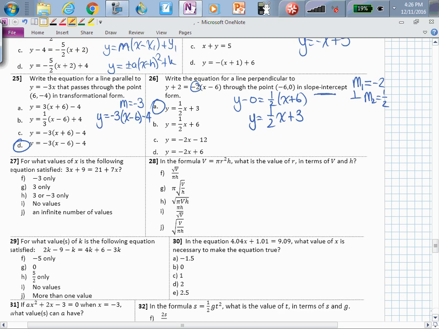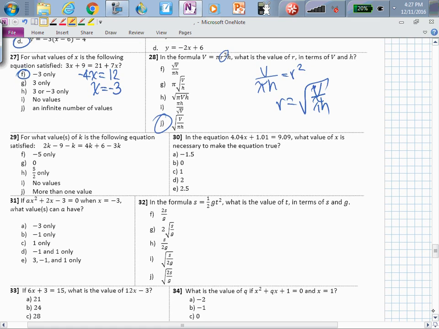27. What values of x is the following equation satisfied? So we have to just basically solve. This becomes -4x equals 12, x equals -3, and that's it. F. This formula, what's the value for r? So something similar, in fact maybe the same equation or problem as before. We have to divide both sides by pi and h, and then r equals the square root of v over pi times h. So J.